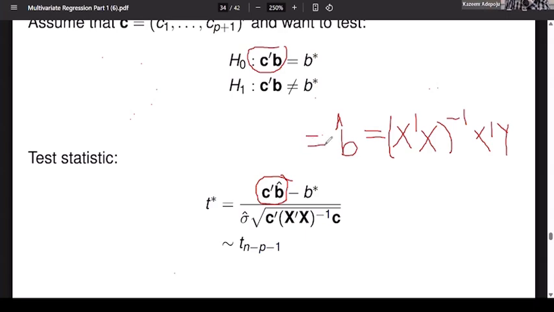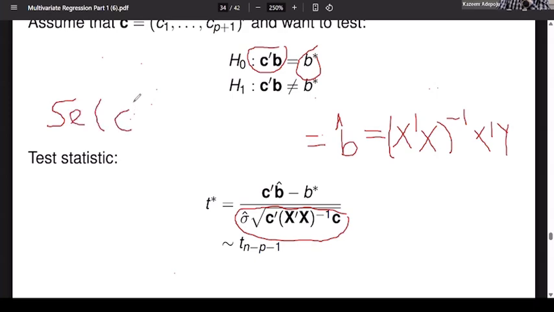Now, the combination of the B cap, and you have so many, B0, B1, and so on. Then minus the B star, which is a hypothesized value, the value you want to test. They're going to give you that value, and you're going to plug that in. What you see here is the standard error of this guy. I need you to pay attention now. This is the standard error of C transpose B cap.